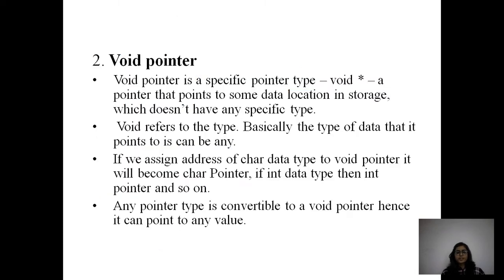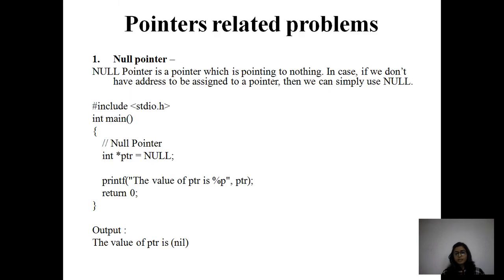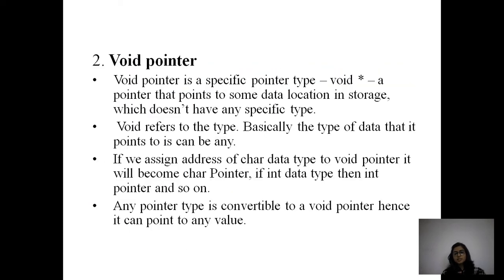The second one is the void pointer. Basically void is a data type. As we know, void is a data type. How can we write a void pointer? Just declare the data type as void. What do we mean by void? It means that we can assign the address of a char data type to the void pointer. We can assign the address of an integer data type to the void pointer. We can assign the address of a float data type to the void pointer.